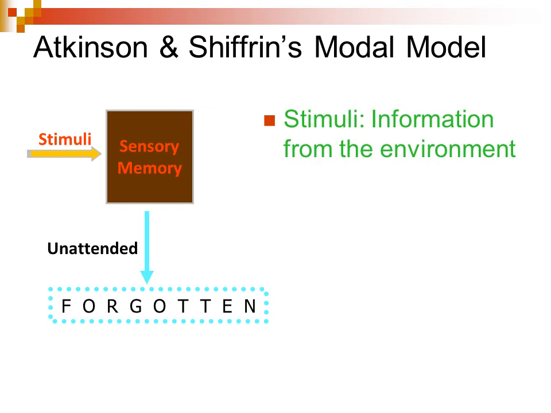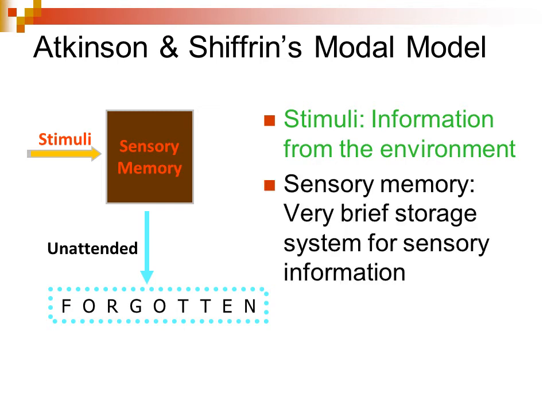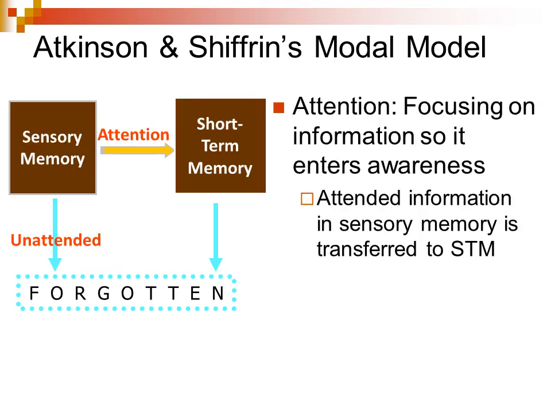So to begin with, we're given some stimulus in the environment that we need to remember. Let's say a list of words. The first processing of that information will take place in sensory memory. Sensory memory is a very brief storage system for sensory information. Remember from the textbook that information can only be stored in sensory memory for about 2 seconds. So again, sensory memory will only briefly hold the list of words that you are trying to remember.